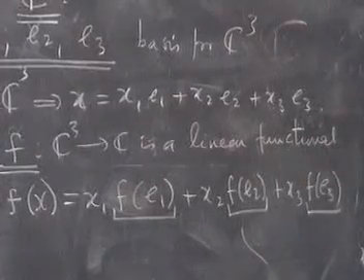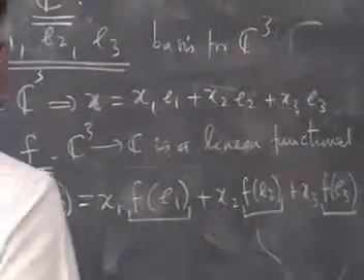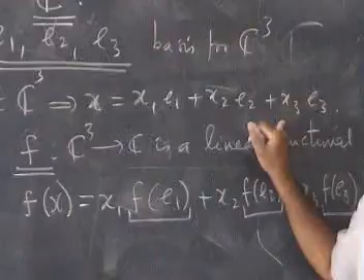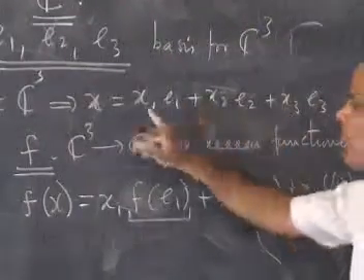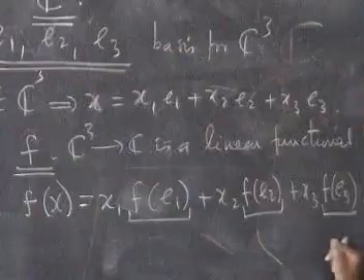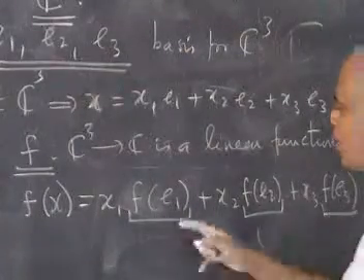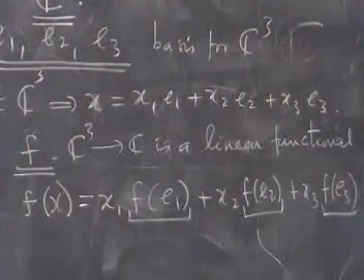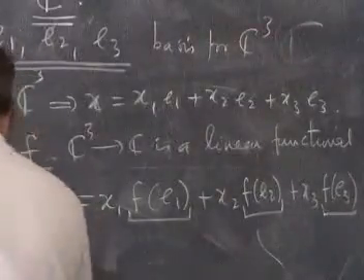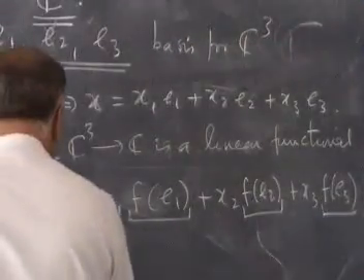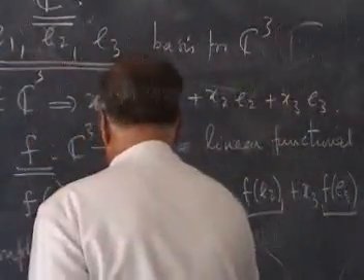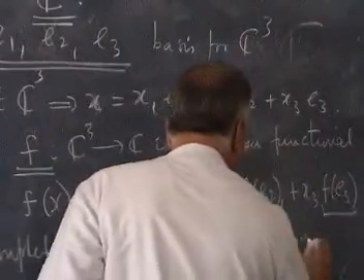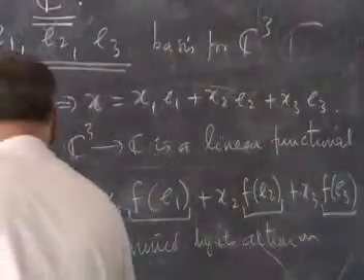Suppose that is known. Then give me any vector x. The moment the vector is given, these numbers are known. The components with respect to the basis should be known. The moment these components are known, this entire expression is known. That means the moment you know these 3 numbers, you have completely known that function. Okay. So therefore, f is completely determined by its action on e1, e2, e3.